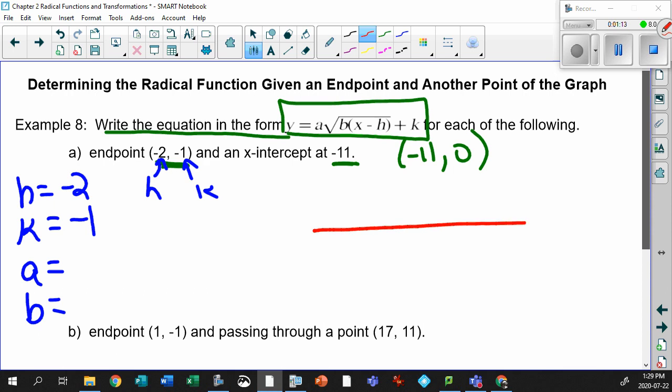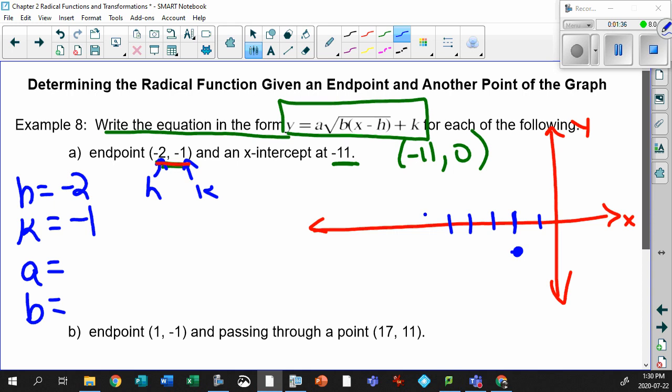So let's do a big sketch over here. Watch. There's my x, of course. There's my y going in that direction. All right, so let's plot the points. -2, -1. Okay, I can do that right now. -2, -1. There's your endpoint. That's the point that you're going to start everything with. X-intercept. Okay, so that's 2, 3, 4, 5, 6, 7, 8, 9, 10, 11. There's your x-intercept right here.